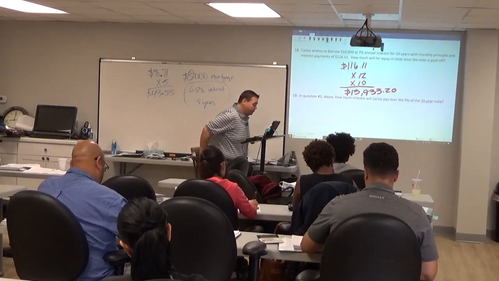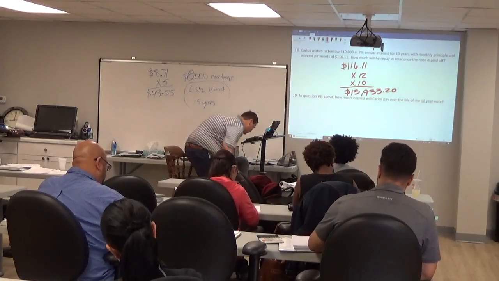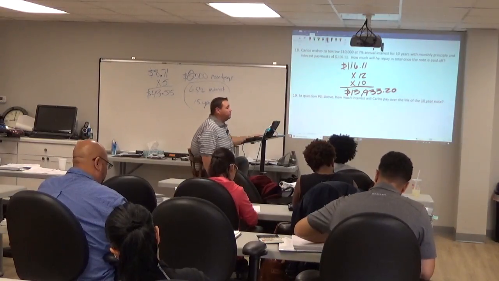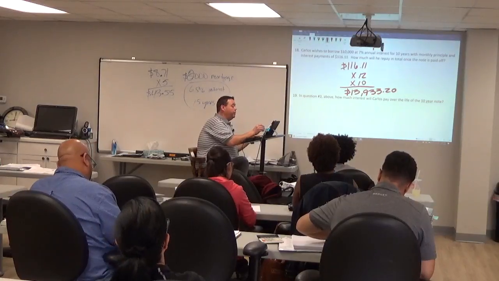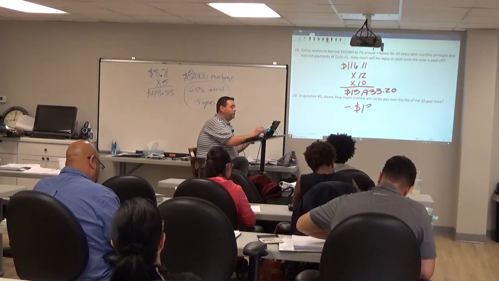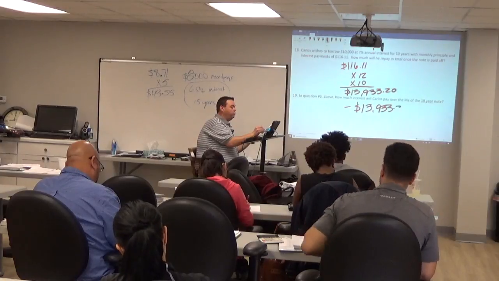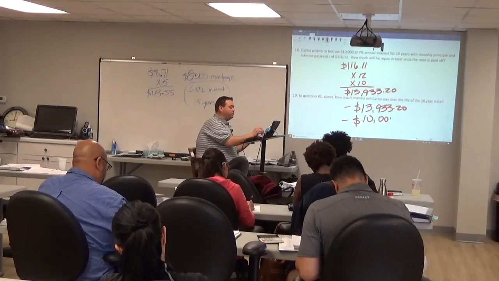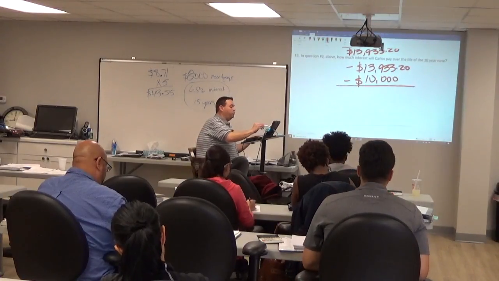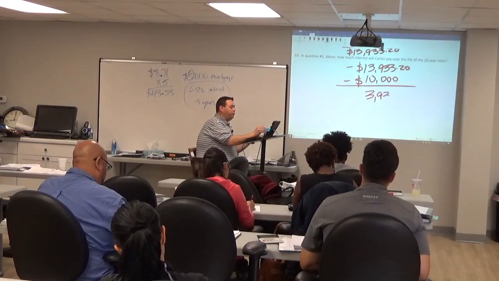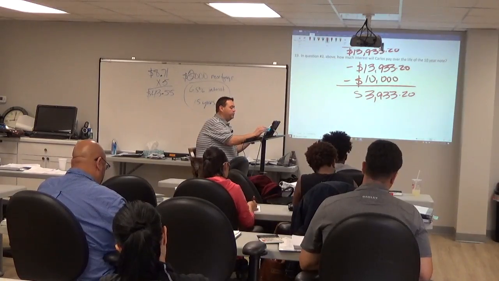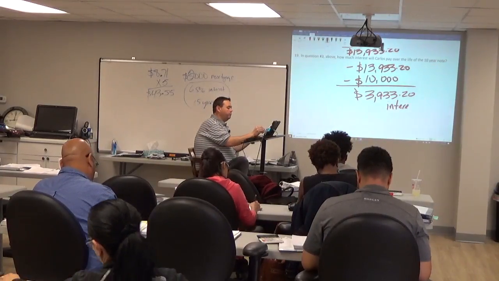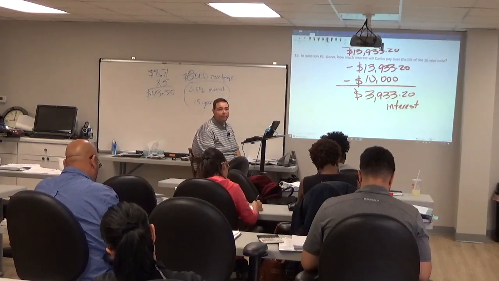of the 10-year note? What would we do to calculate that? Subtract the loan amount. Take the total principal and interest, because we calculated the total up here. So the total of $13,933.20 minus how much did we borrow in the first place? $10,000. So in interest, Carlos would have paid $3,933.20 in interest. Everybody okay on that?